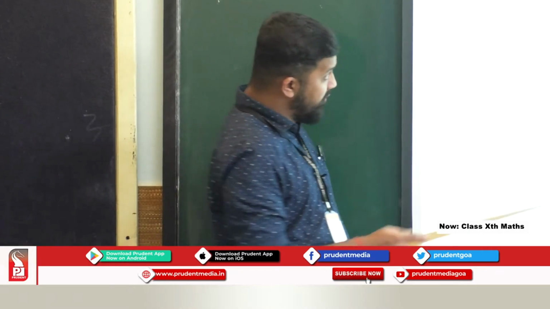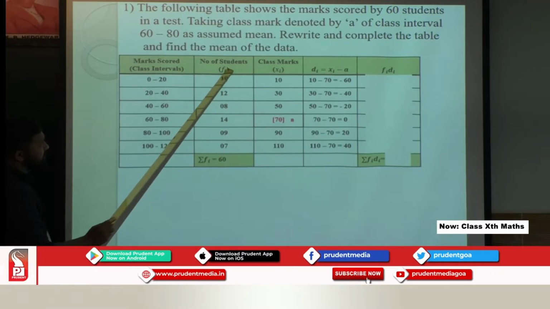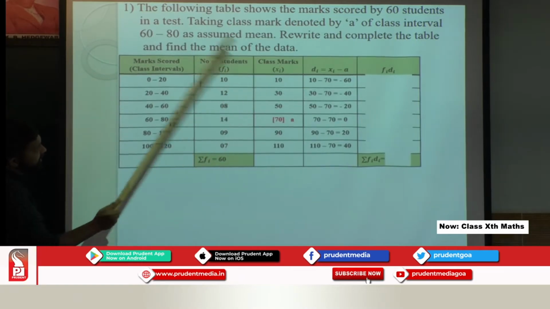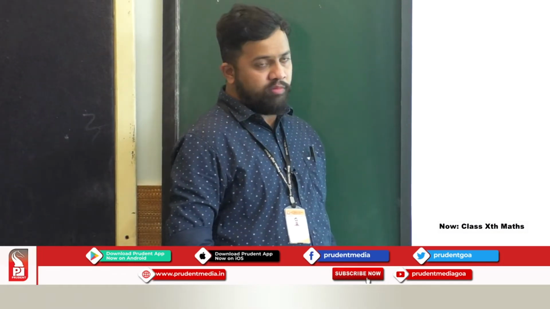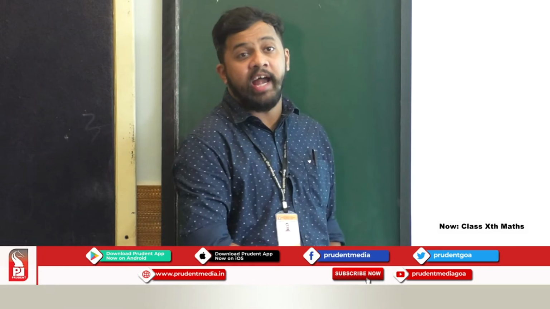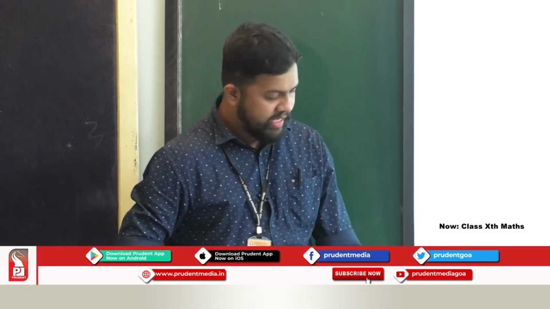What is the next column now? Multiplication, fi into di. So this column, the second and the third column. Earlier we were multiplying these two columns. Now fi into di. So let's multiply the numbers now with the respective sign, negative sign. So if I multiply the numbers, I will get these answers.